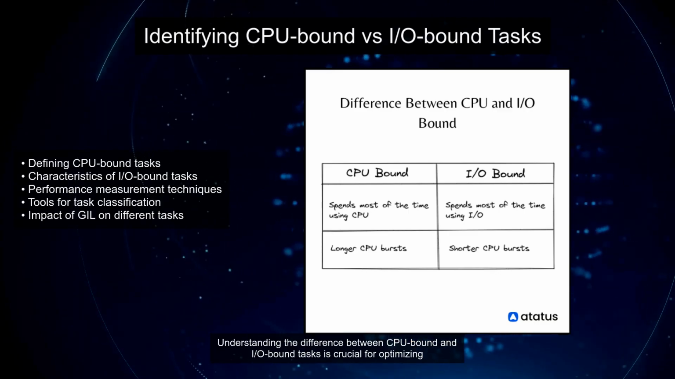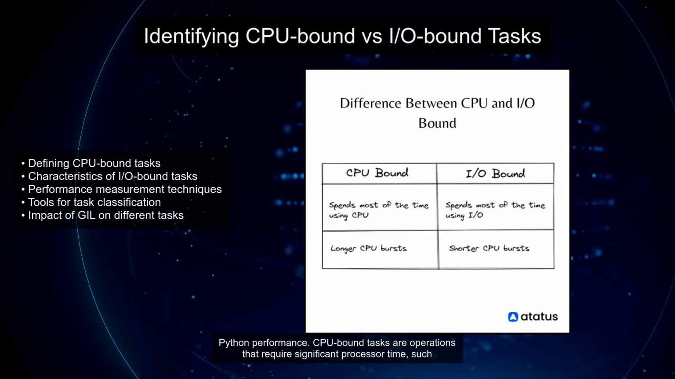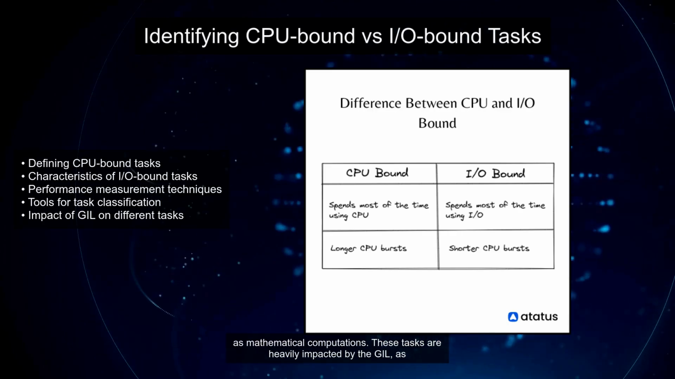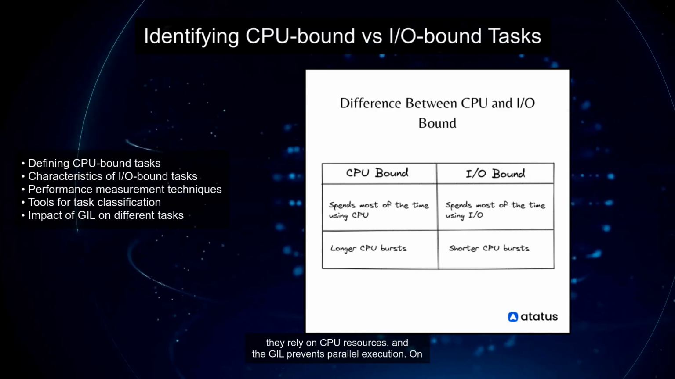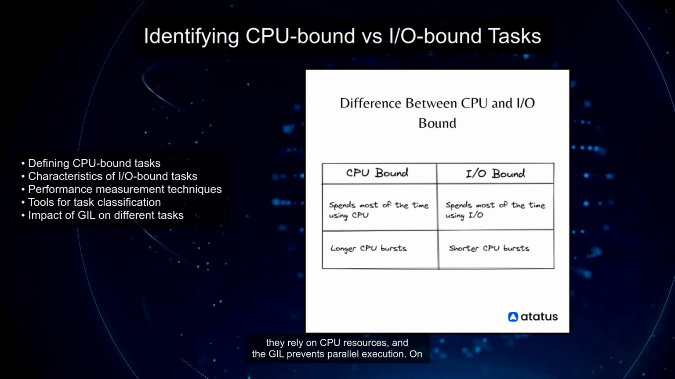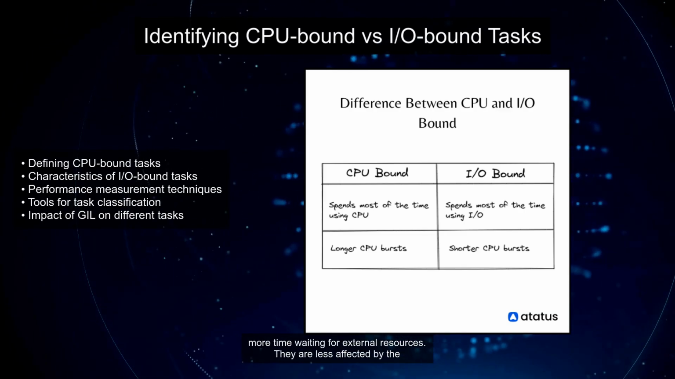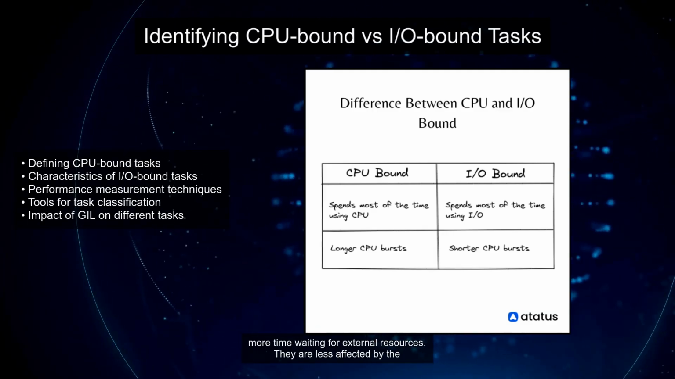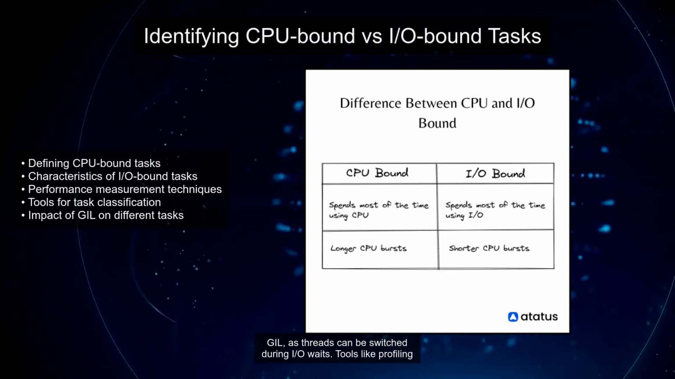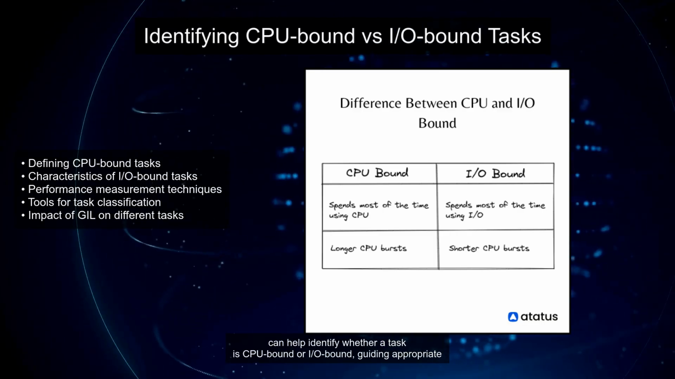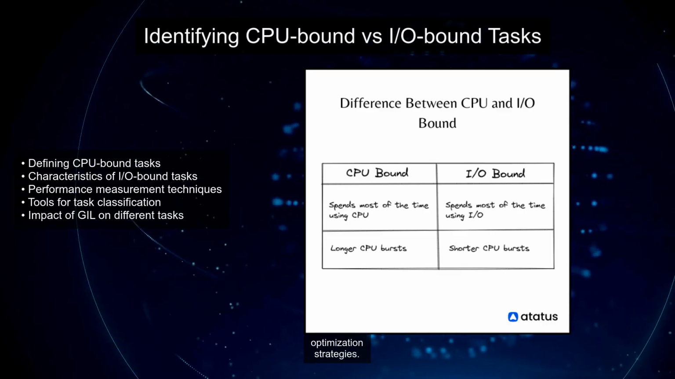Understanding the difference between CPU-bound and I/O-bound tasks is crucial for optimizing Python performance. CPU-bound tasks are operations that require significant processor time, such as mathematical computations. These tasks are heavily impacted by the GIL, as they rely on CPU resources, and the GIL prevents parallel execution. On the other hand, I/O-bound tasks, like file operations or network requests, spend more time waiting for external resources. They are less affected by the GIL, as threads can be switched during I/O waits. Tools like profiling can help identify whether a task is CPU-bound or I/O-bound, guiding appropriate optimization strategies.